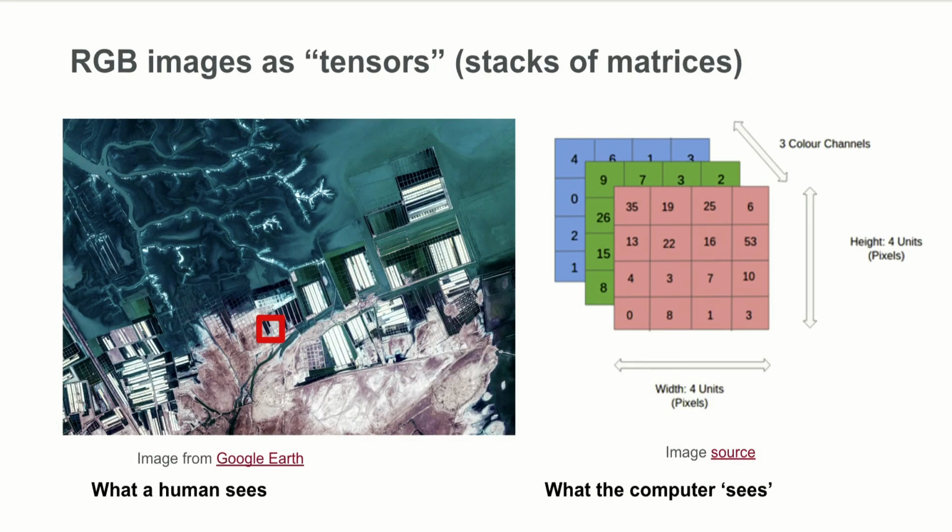Here we see an RGB image, and we're describing it as a tensor, a stack of matrices, as I described before. Notice the contrast between our human perception of the satellite image and the computer representation. This is a beautiful image of this coast, but for the computer it's just a stack of matrices. And if we zoom in on this little red area, you will see that we have a stack of 3 matrices, each one of 4 times 4 pixels. Each one has an intensity, and they represent the red, green, and blue channels.